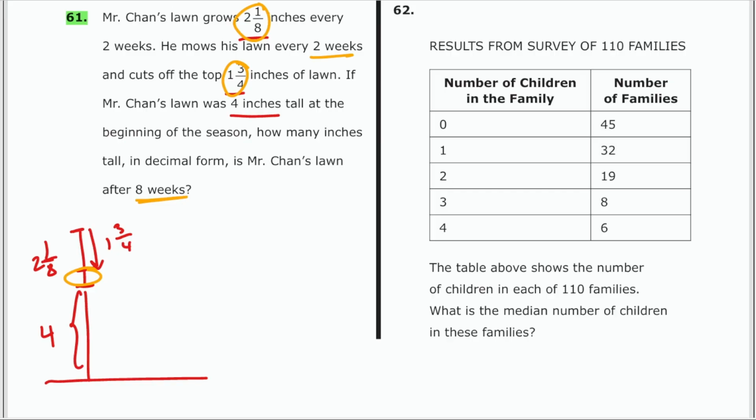So therefore, our starting point is 4 inches, right? This 4 inches is our starting point, so that's a start. Then we have 4 periods. 8 weeks over 2 weeks, that's 4 periods. Multiplied by 2 1/8 minus 1 3/4. Now, if you're able to calculate this fast, we're able to solve the problem fast.